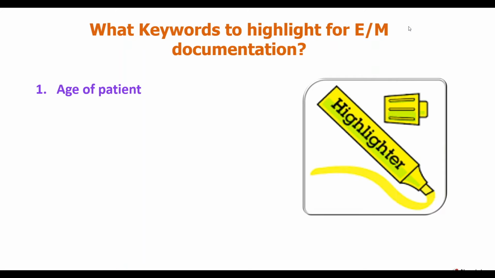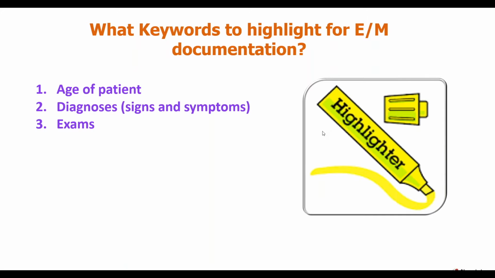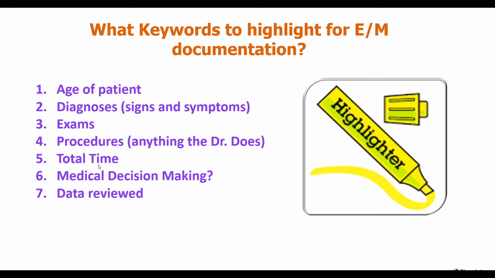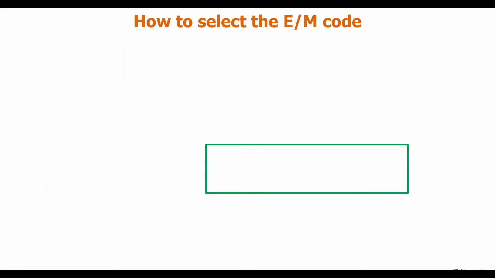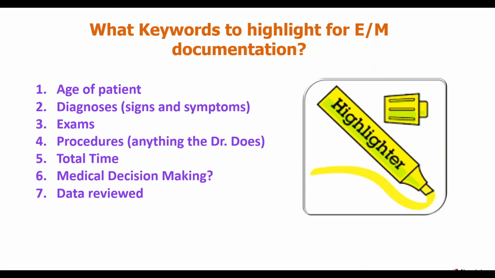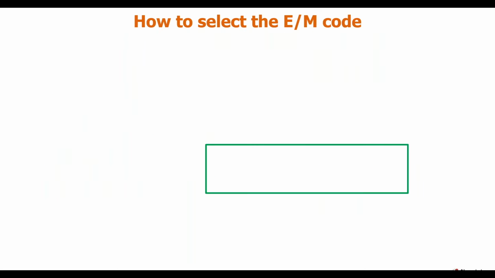So let's start. What are the key words to highlight for an E&M documentation? It's a little bit different from what we highlight for the other coding scenarios. We highlight the age of the patient, the diagnosis, the signs and symptoms, the exams, the procedures, anything which the doctor does, the total time, the medical decision making, data reviewed.